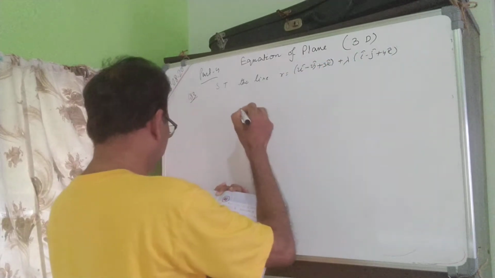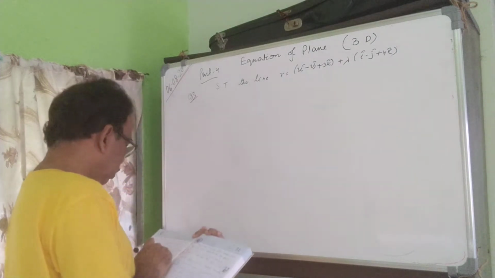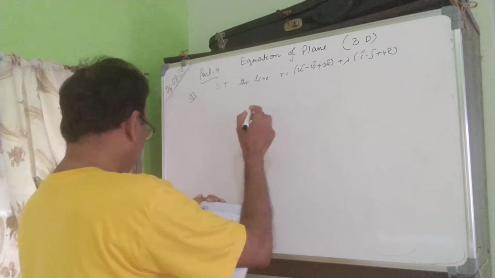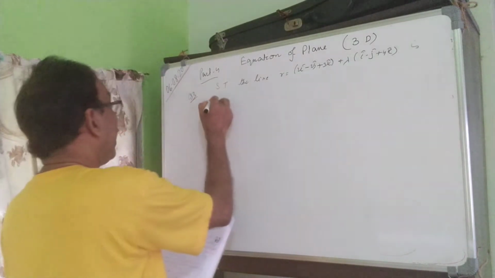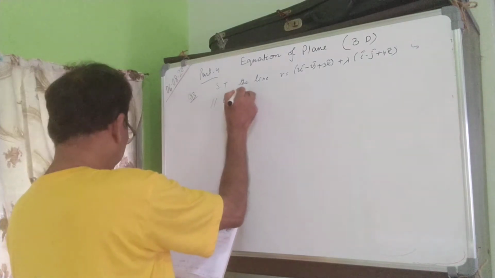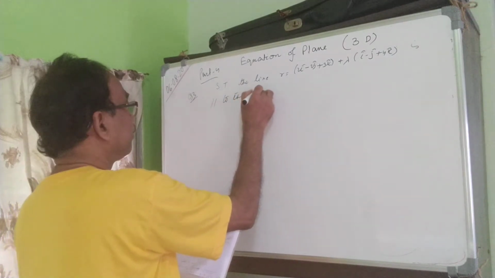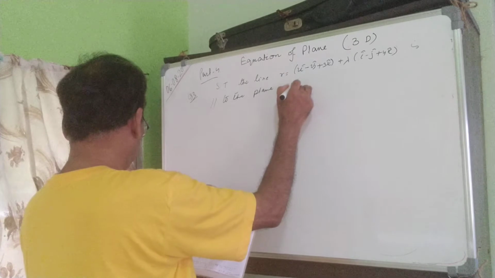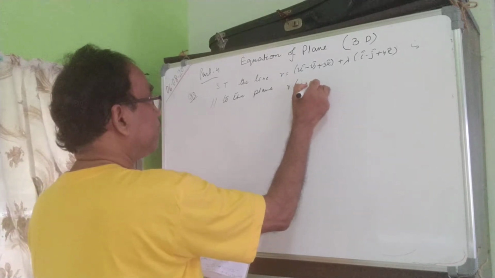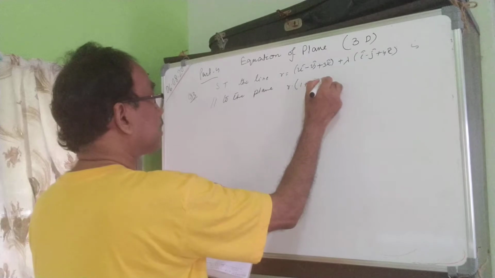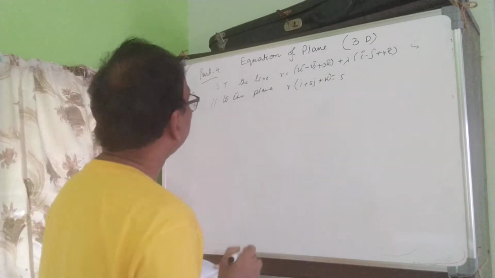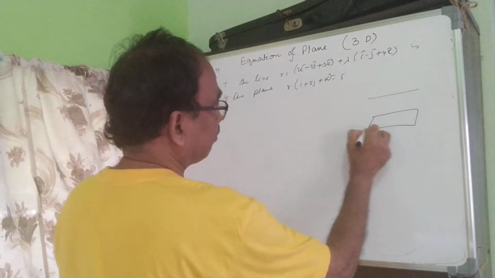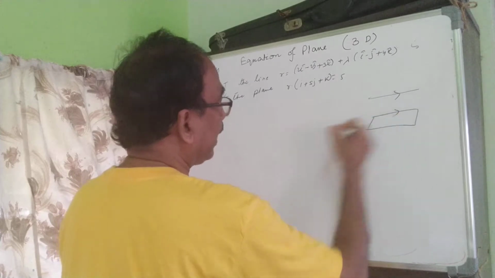That is the equation of a line. Show that the line is parallel to the plane whose vector equation is r dot (i plus 5j plus k) equals 5. We have to prove this line is parallel. This is the line and this is the plane. We have to prove that this line and this plane are parallel.